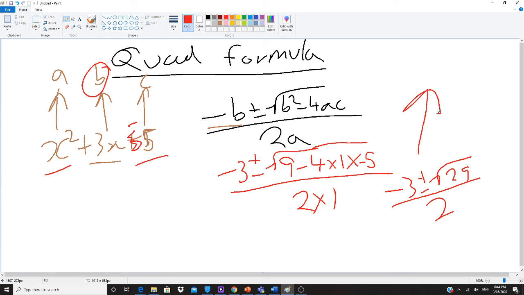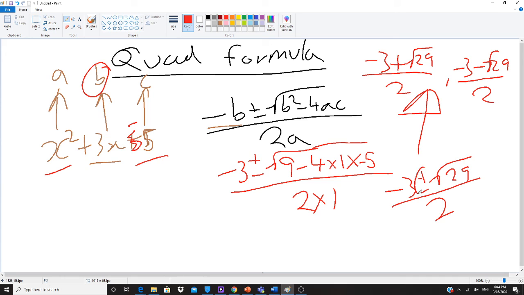Now, if we go up here, we're going to have -3 as our x values plus the square root of 29 divided by 2. And our second value is going to be -3 minus the square root of 29 divided by 2. As you can see, plus or minus. That is it.